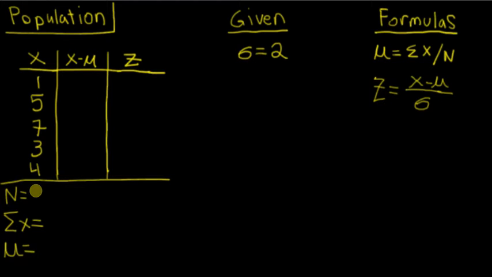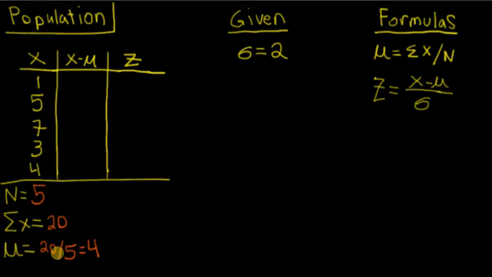But we start here, and the first thing I want to do is find out how many values we have in our population. You can count 1, 2, 3, 4, 5. We have 5 values in our population, so I'm just going to put a 5 there. Sum of x. So here we're going to sum these x values. So we have 1 plus 5 plus 7 plus 3 plus 4. That's going to give us 20. And here we have our population mean. That's just the sum of x divided by n. So that's just 20 divided by 5, which then equals 4.